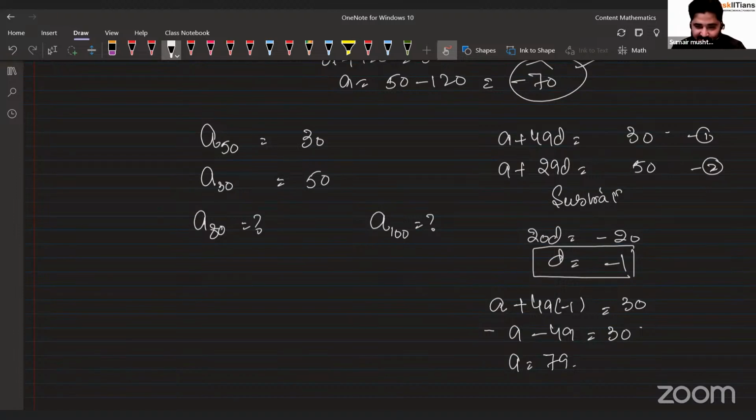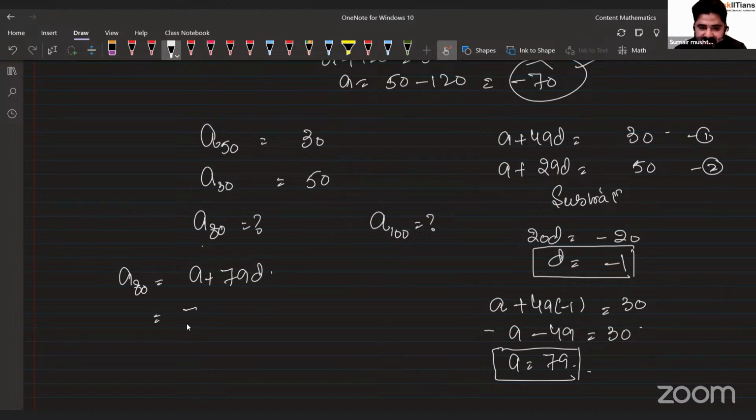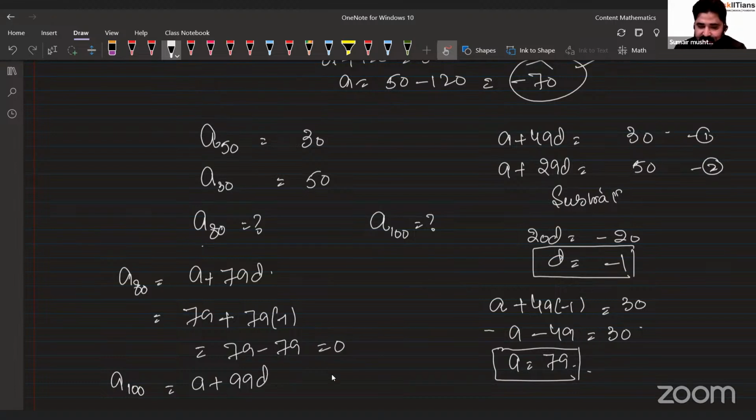Now have a look for a80. What is a80? That's a plus 79d. What's a? That is 79. What is d? That's negative 1. That is 79 minus 79, equal to 0. Simple. What is a100? That is a plus 99d, that is 79 plus 99 times negative 1, equal to negative 20.